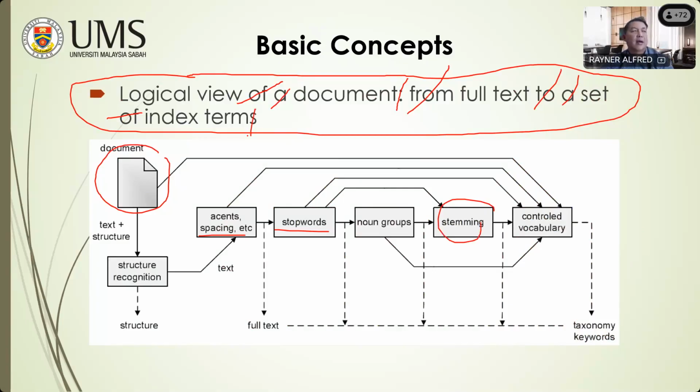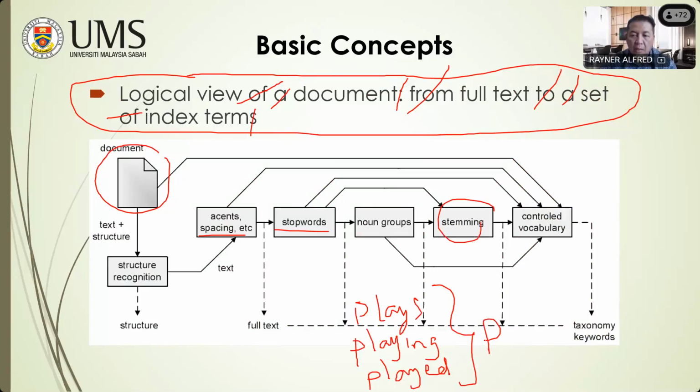Okay, and in stemming we remove this. So that means we are finding the root of the word. For example, play, playing, played, plays. So all of this one will be counted as play only. So that is stemming. We remove all the symbol and we find only the root word of the token that we have.